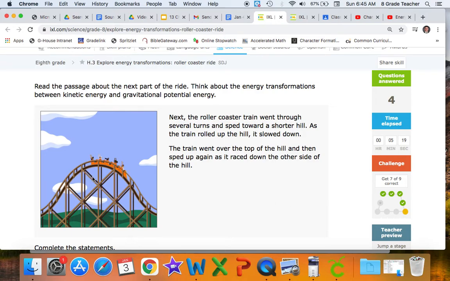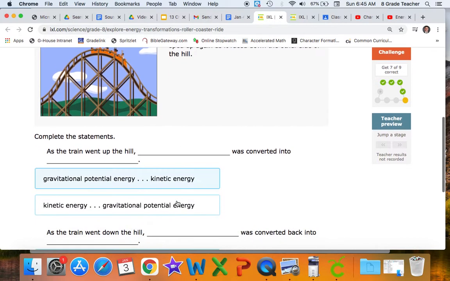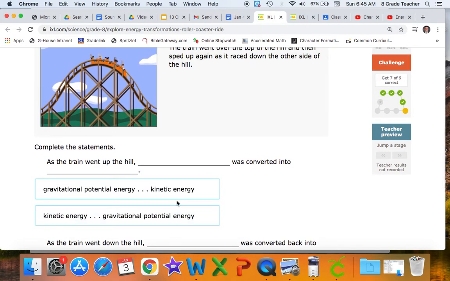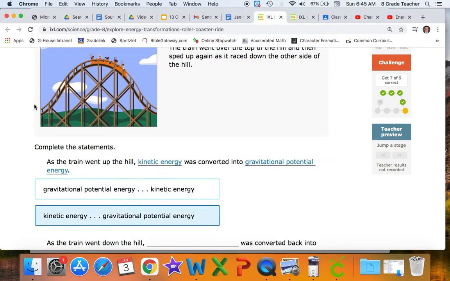As the train rolled up the hill, it slowed down. Then the train went over the top of the hill and sped up again as it raced down the other side. Complete the statements. As the train went up the hill, blank was converted into blank. Well, it was moving fast and then it slowed down, so if it's slowing down, we're going to say that the kinetic energy was transferred into gravitational potential energy.